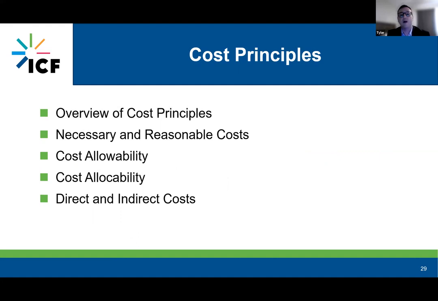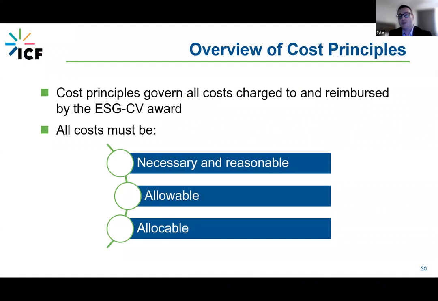So next we'll talk about cost principles, which include necessary and reasonable costs, cost allowability, cost allocability, and direct and indirect costs. So the cost principles at 2 CFR 200 govern all costs charged to and reimbursed by the ESG CV award. In summary, cost principles require all costs to be necessary and reasonable, allowable, and allocable.